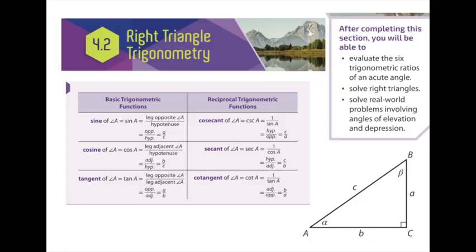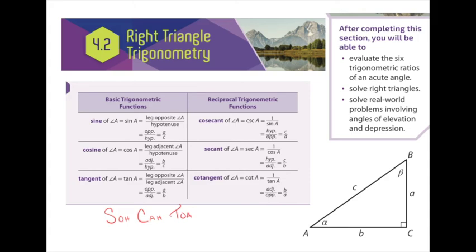Basic trig functions. Sine, shortened to SIN, but you still pronounce it sine: opposite over hypotenuse. Cosine: adjacent over hypotenuse. Tangent: opposite over adjacent. If you have learned it any time at all, you know this little acronym here, SOHCAHTOA. All right, opposite over hypotenuse, adjacent over hypotenuse, opposite over adjacent.